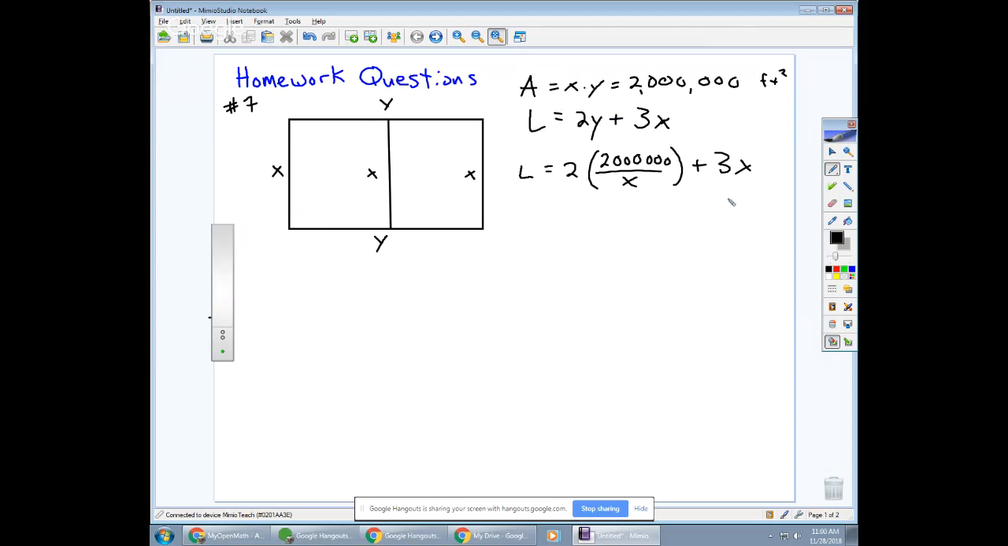That seems correct. Okay. So solving for y and substituting, we now have L as a function of x. And clean that up a tiny bit to be 4 million over x plus 3x. And then we want to take the derivative of that. Okay, so dL/dx would then be negative 4 million over x squared, right?